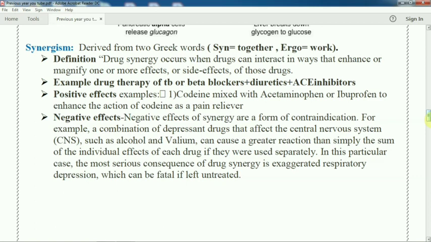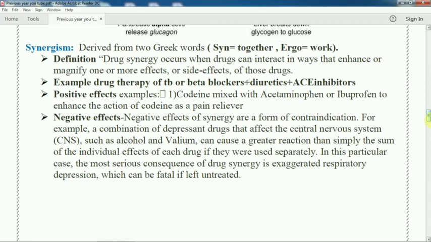For example, a combination of depressant drugs that affect the central nervous system, such as alcohol and Valium, can cause a greater reaction than simply the sum of the individual drugs used. That means these are also negative effects. When drugs are used in combination, there are more side effects, more adverse effects than the individual effect.